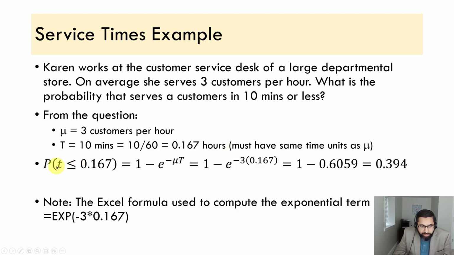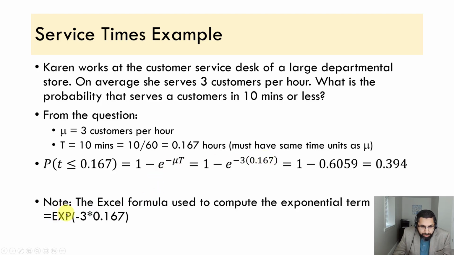Probability that the time taken to serve a customer is less than or equal to 0.167 hours is simply 1 minus e to the power minus mu times t. That'll be 1 minus e to the power minus 3 times 0.167, because mu is 3. This evaluates to 0.394. So there's almost a 39% chance, 39.4% chance, that we can serve a customer in less than 10 minutes. Now, how do you compute this quantity e to the minus 3 times 0.167?